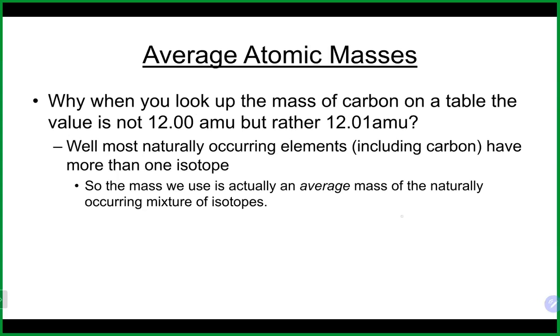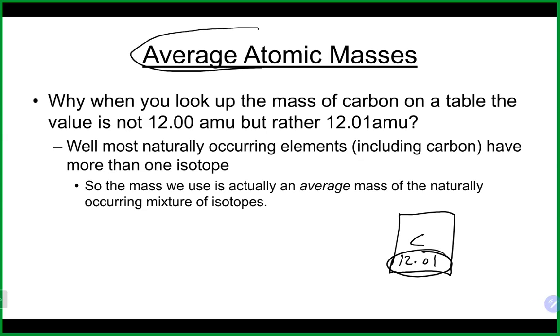Now, if we do look at carbon, what we actually see underneath it is this number, 12.01. And you may say to yourself, well, if carbon is the standard they use for atomic mass, and it has a mass of exactly 12, why does it say 12.01? What we are actually seeing when we look at the periodic table and all the numbers on the bottom, the atomic masses, is that they're actually average atomic masses.